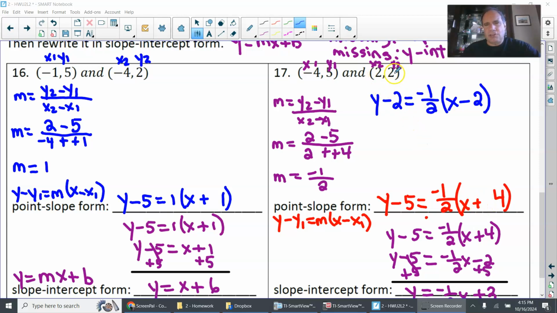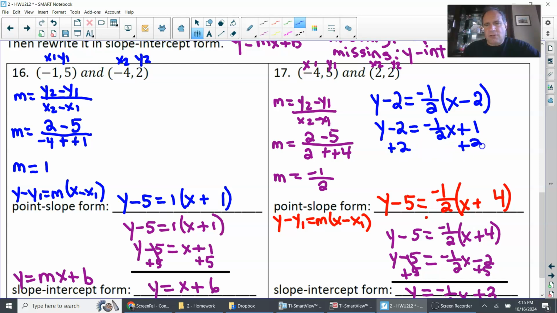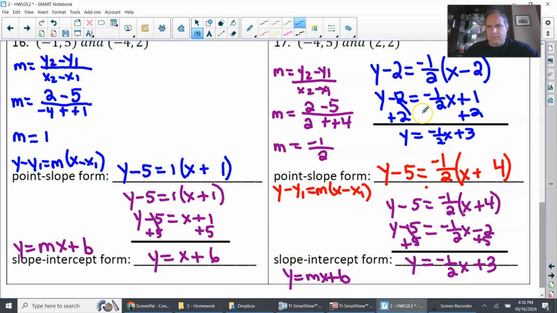But if I took 2 and 2 and put them in as y1 and x1, this is exactly what would happen. This 2 equals negative a half x. And then this would be plus 1, right? The reason that would be plus 1 is because negative times the negative would be a positive 1. So just plus 2 and plus 2. And just take a look at what happens here. The 2's cancel on this side. You get y equals the negative 1/2 x plus 3. And you see that it comes out to be the same slope intercept form.